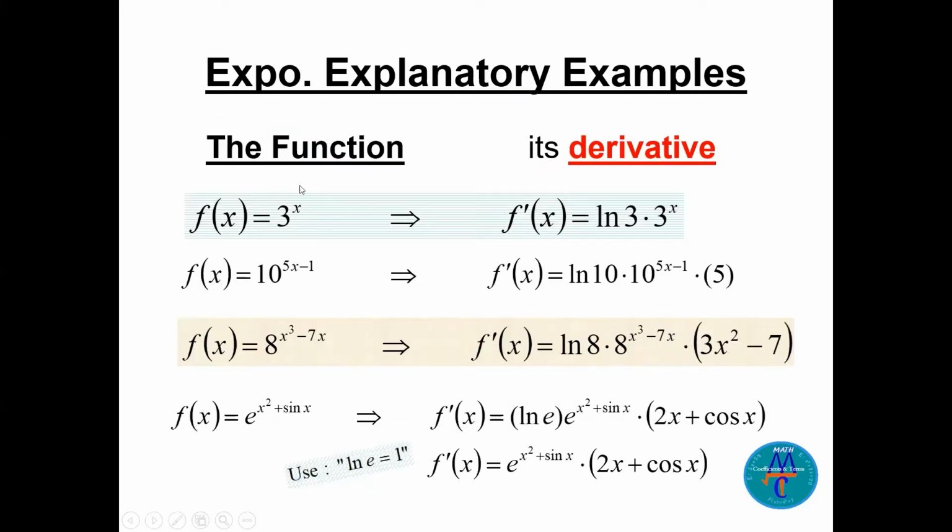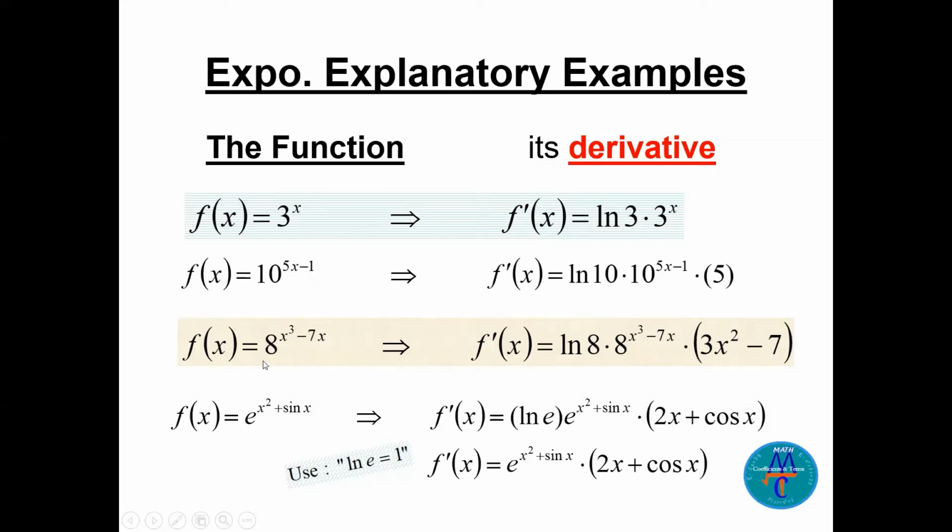Explanatory examples. I put here 4 examples. For 3 to the power x, the derivative is ln of 3 times 3 to the power x, according to rule number 1. For 10 to the power 5x minus 1, the base here is 10, so it will be ln of 10 times the function 10 to the power 5x minus 1 times the derivative of this u, which is 5 only.